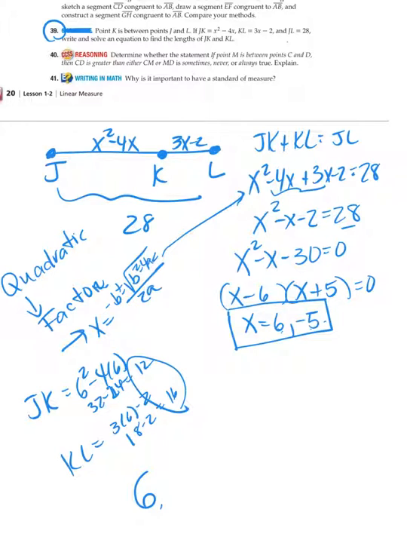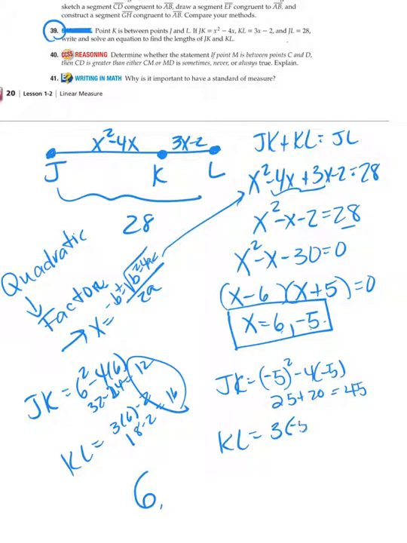Now let's see if negative 5 works for JK. Negative 5 squared minus 4 times negative 5. 25 plus 20 is 45. So far negative 5 is okay. Let's see what happens when we put negative 5 in KL. That gives us a negative measure. So that means negative 5 is rejected. Again, I'm not rejecting the negative 5 because it is negative. I'm rejecting the negative 5 because when I plugged it in, I got a negative measure. And we don't have negative measures.